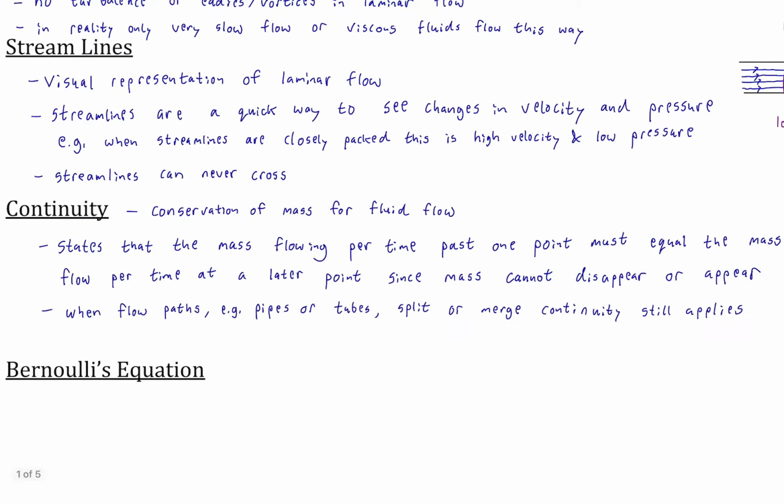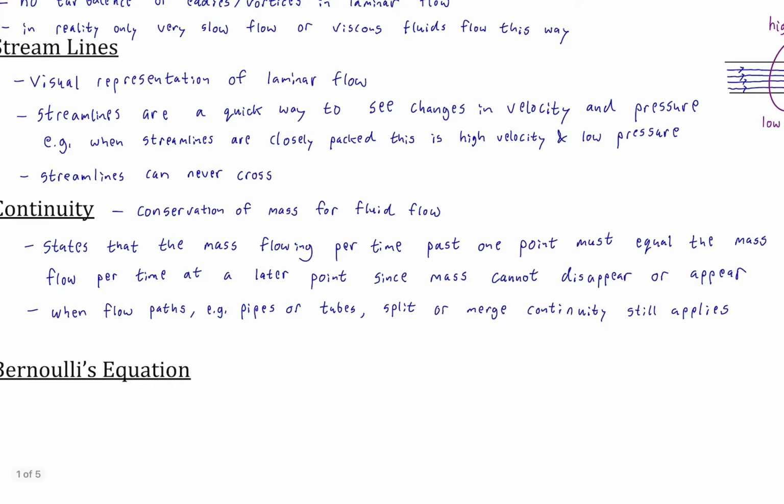And when flow paths split, like in pipes or tubes, or merge, the continuity still applies, right? We'll have to see an example of that, because in that case you would have to sum up all the splits, or maybe if a bunch of things flow together, you'd sum all the things that flow together into that one new, combined flow.